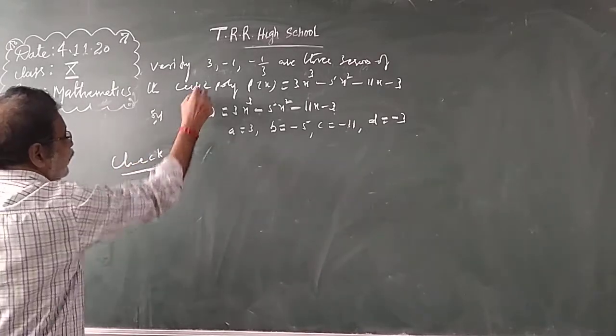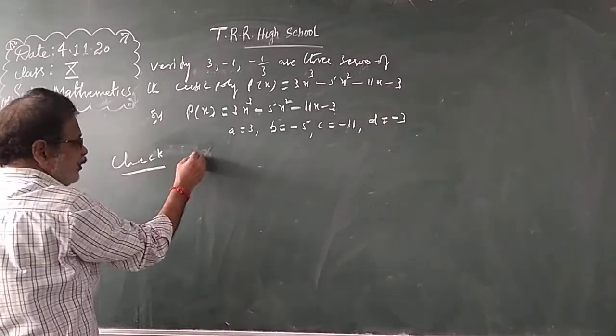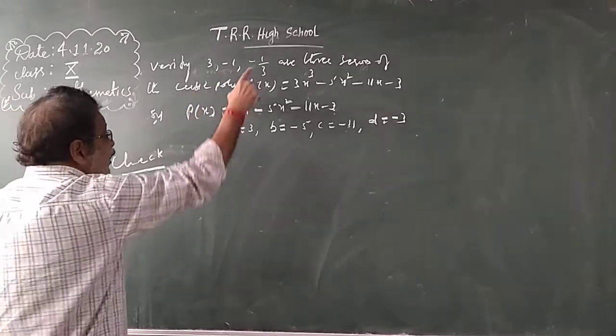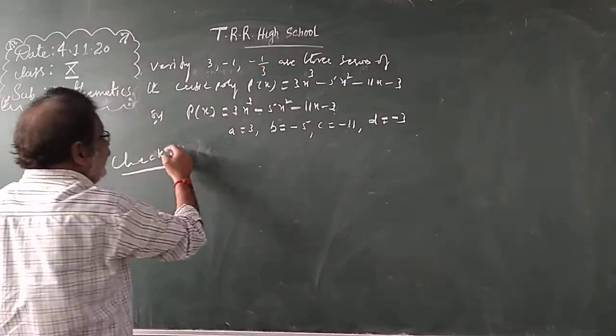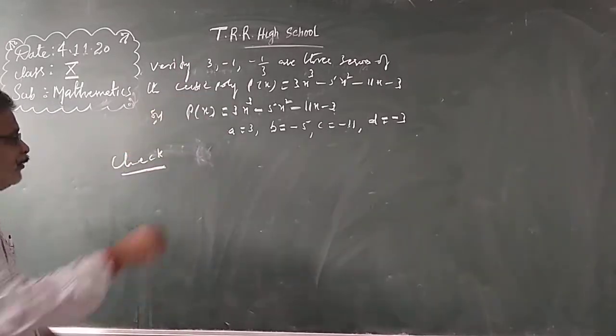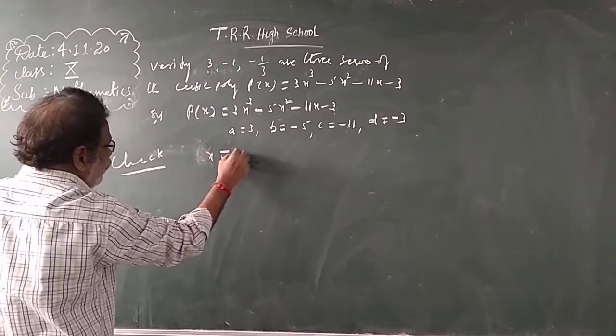Check. First one. Alpha is 3, so x is equal to 3. Alpha means x is equal to 3. Beta means x is equal to minus 1. Gamma means x is equal to minus 1 by 3. There are 3 zeros: individual zeros alpha, beta, gamma. The first zero is alpha. Alpha is equal to 3, which means x is equal to 3.